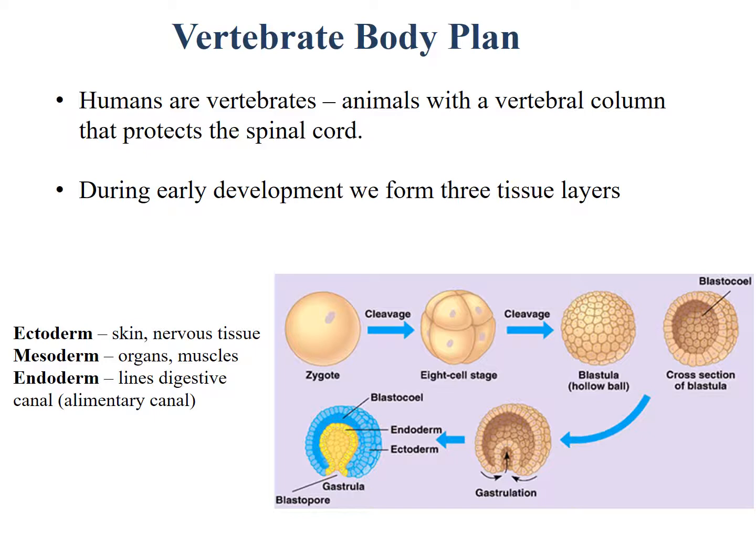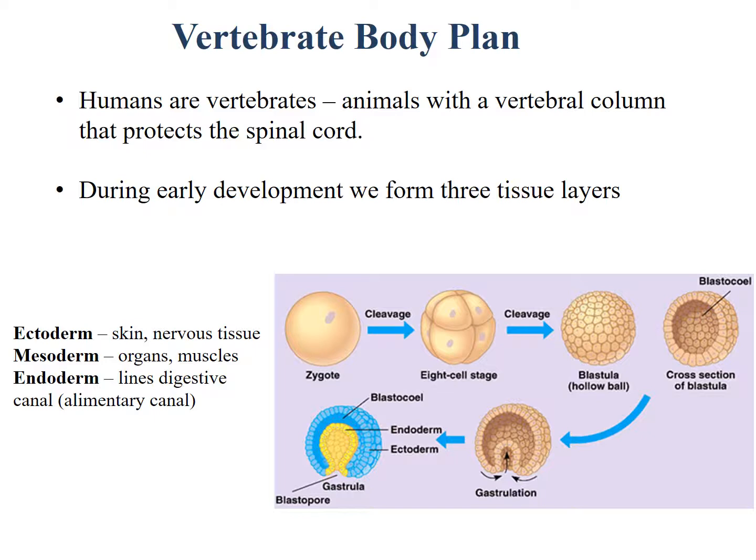We then form cleavage furrows as we divide into an 8-cell stage and then into a blastula. A blastula is a hollow ball of cells. The inner area is going to be a cavity called a blastocoel. The blastocoel is actually going to then start to divide and grow into other overall layers. These layers, as noted on your left-hand side, are the ectoderm, mesoderm, and endoderm.